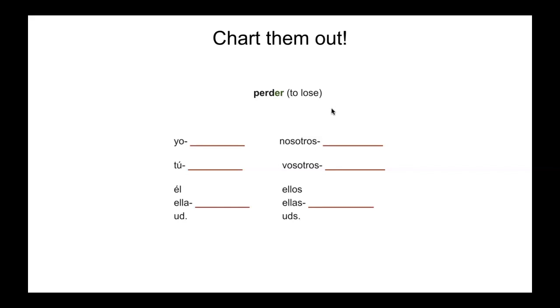Okay, so perder is to lose. Perder. Not to be confused with pedir, which is a verb we're going to learn soon, which means to order or to ask for. Perder is to lose. So I lose is... Oh, whoops. I lose is... Good. Give me the tú form. Give me the él, ella, usted form. Give me the nosotros form. Give me vosotros. Give me ellos, ellas, ustedes.